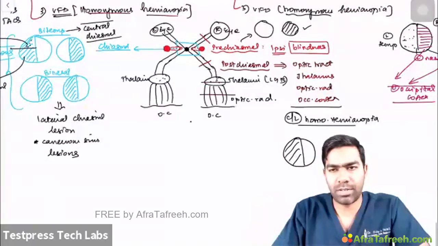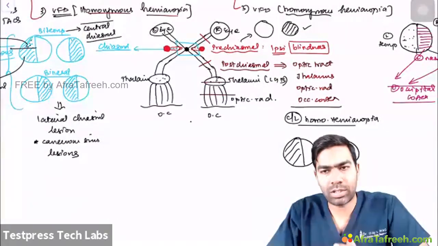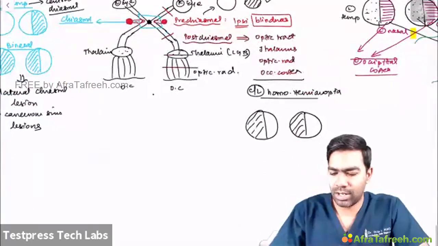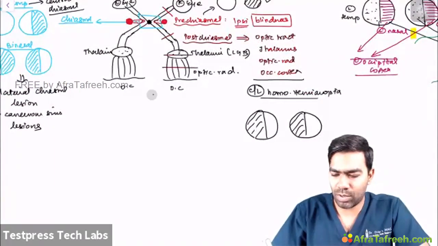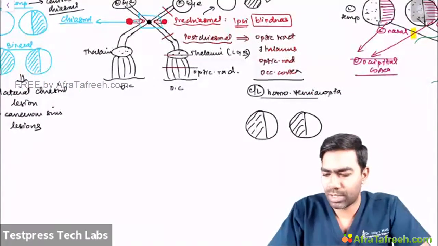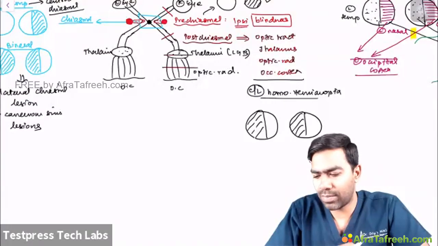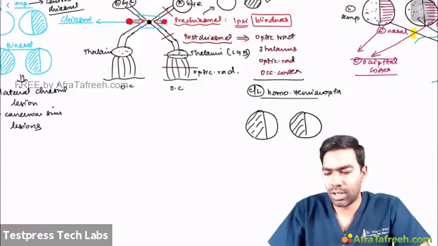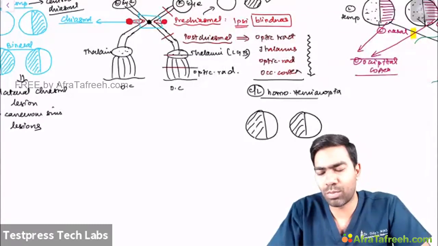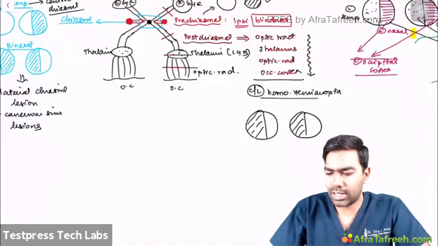So pre-chiasmal we know, chiasmal we know, post-chiasmal also we know, but how to tell whether the lesion is in the optic tract, or in the optic radiation, or in the occipital cortex? For that we need to know whether the lesion is congruous or incongruous. There is a common rule that as you move from anterior to posterior, from optic tract towards occipital cortex, the lesion tends to become more congruous in nature.